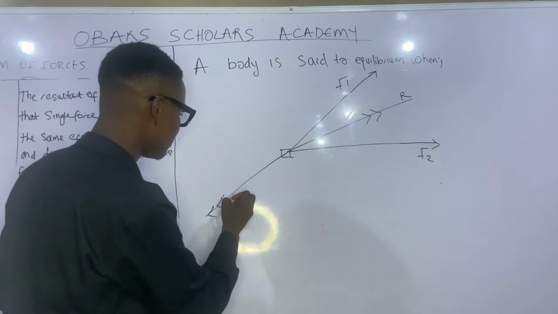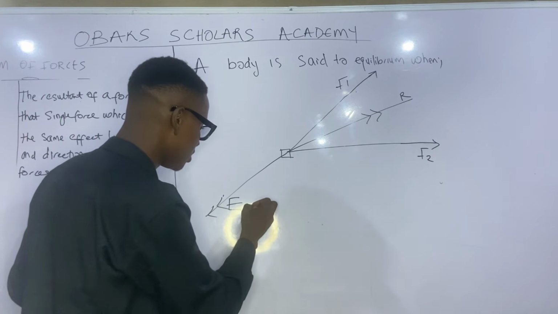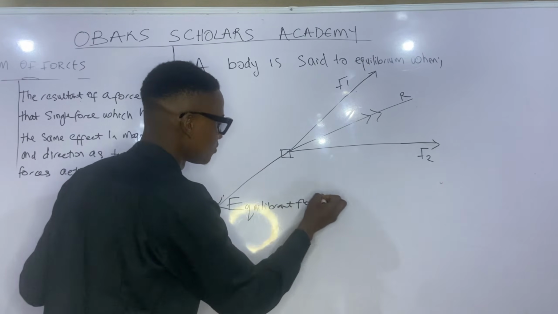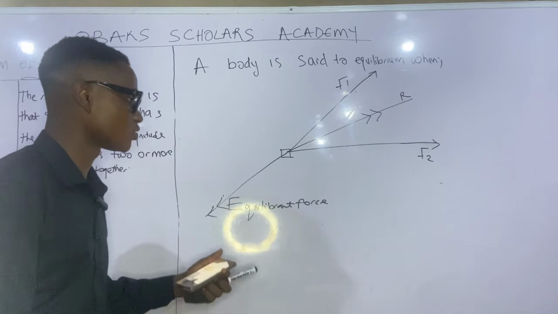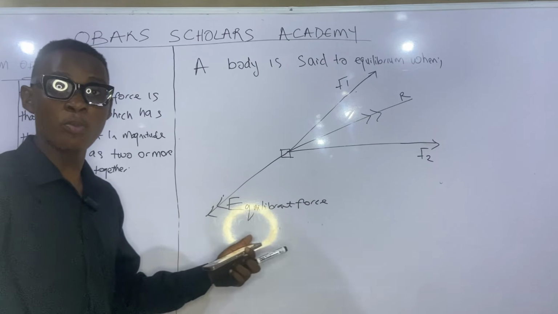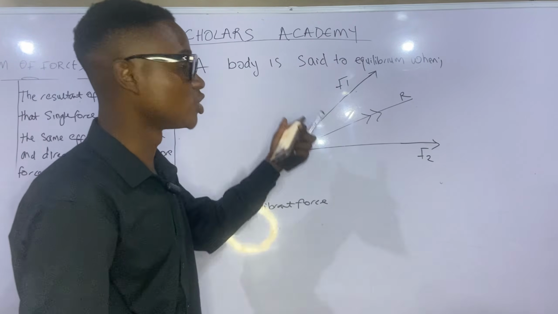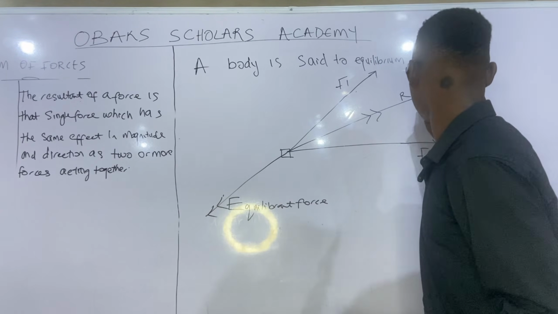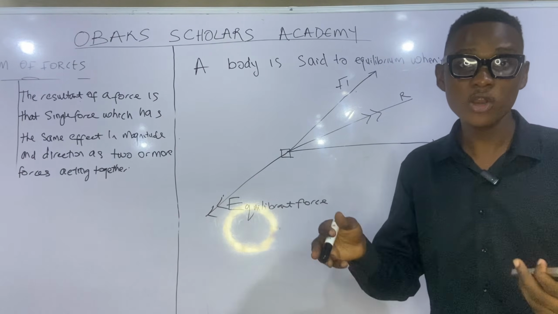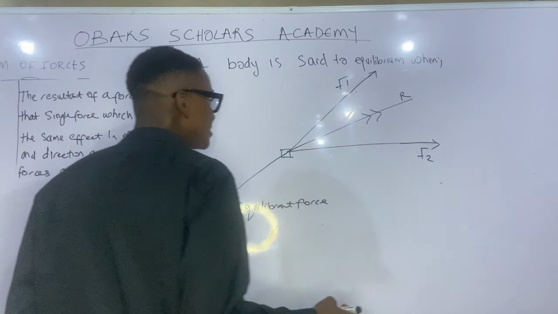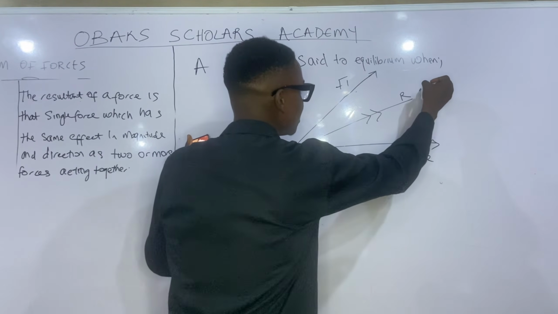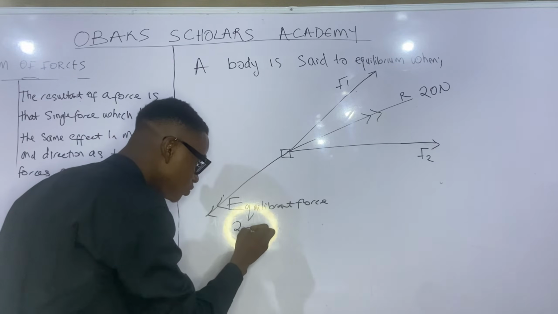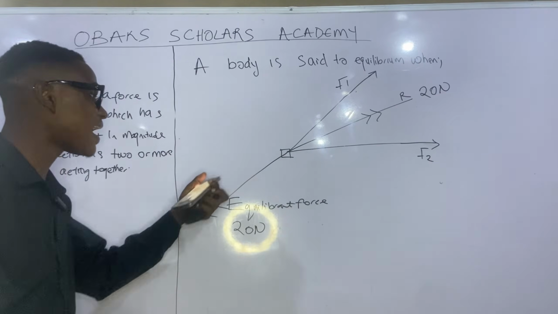So we put E here. This E means the equilibrant force. This equilibrant force is always equal and opposite in direction to the resultant force. That is telling us that the resultant force and the equilibrant force are equal in magnitude. For example, let's say the resultant force is 20 Newton. The equilibrant force will also be 20 Newton, but what will change is that it is acting in the opposite direction.